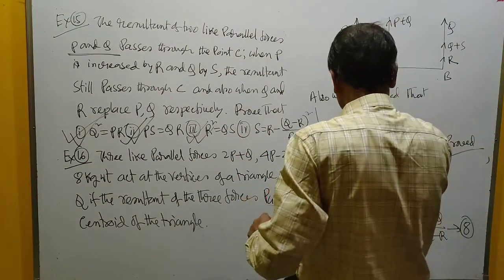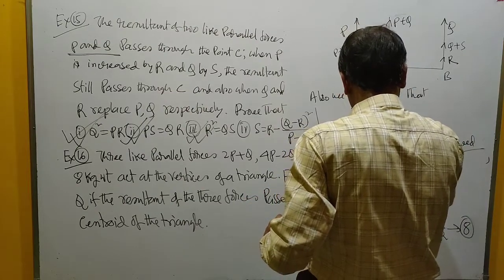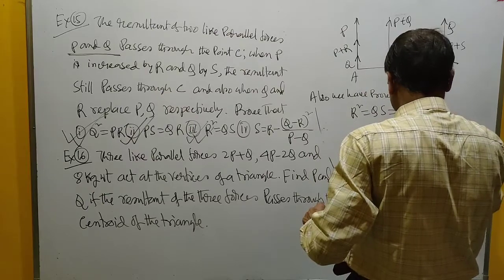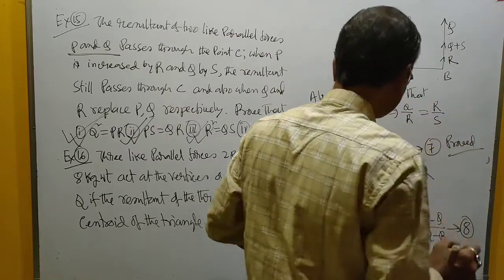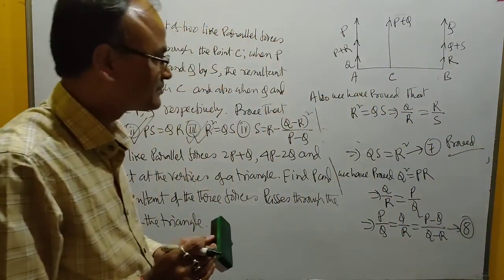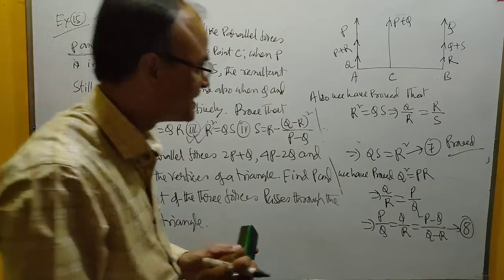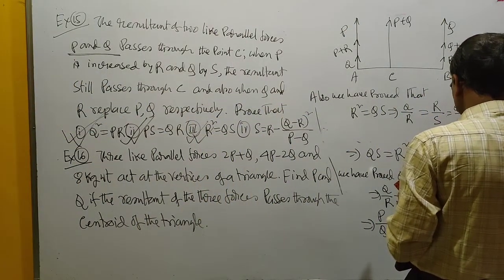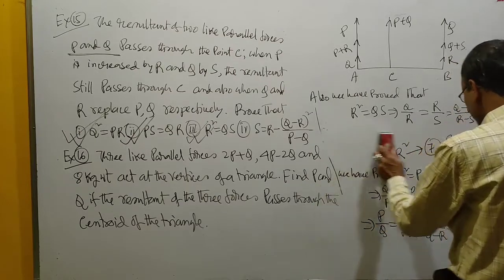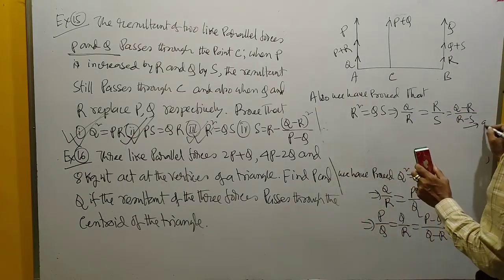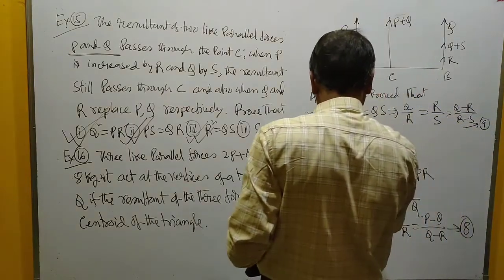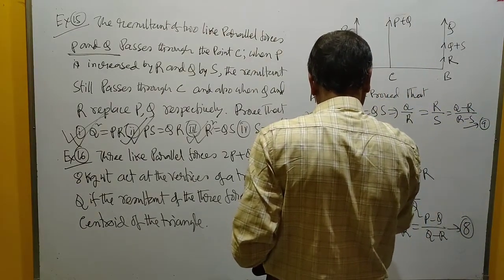R square is equal to QS. This means Q by R equal to R by S, which is equal to Q minus R by R minus S. This is suppose 9. Now, 8 and 9 in place.